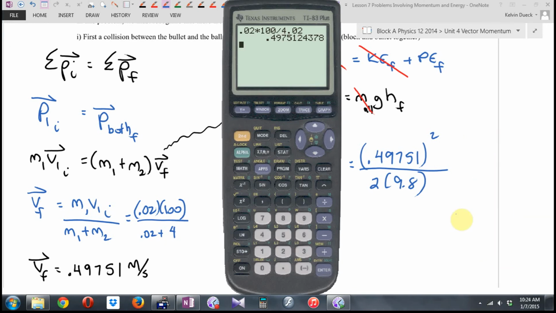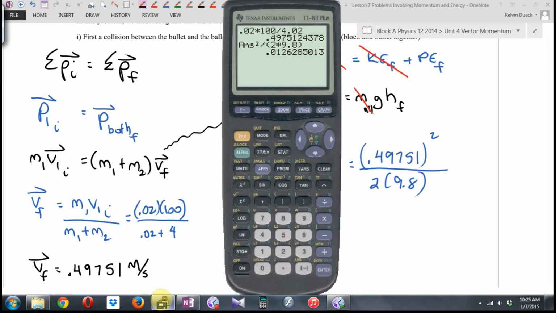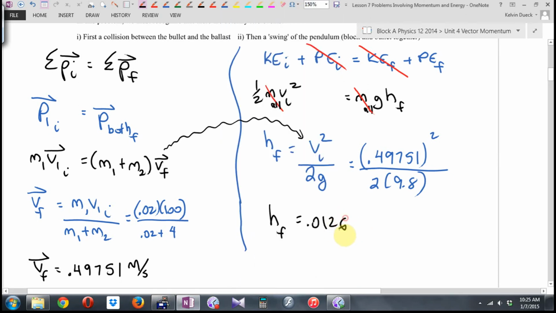So now I'm going to go squared divided by 2 times 9.8. And you get a really small number because this bullet is traveling really small. This block moves up 0.126 meters, which is like 1.3 centimeters. It moves up about that much, which is a bad value, okay? But I'll commit to it. Final height equals 0.0126. That's 3 sig figs. Yes, it's 4 decimals, but it's 3 sig figs, meters.